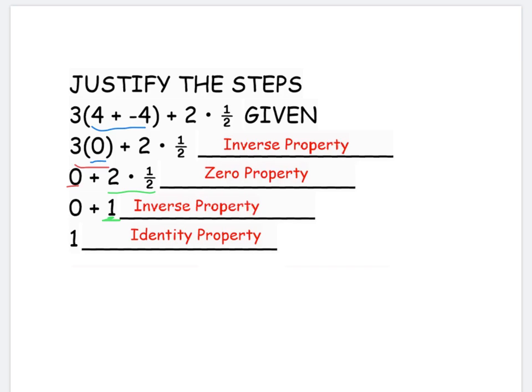The very last thing we did was we added 0 plus 1 and we got 1. And remember, the identity property of addition tells you that anything plus 0 is always its own identity, so it stays 1. Eventually you will work up to where you are justifying the steps that you do when solving an equation.